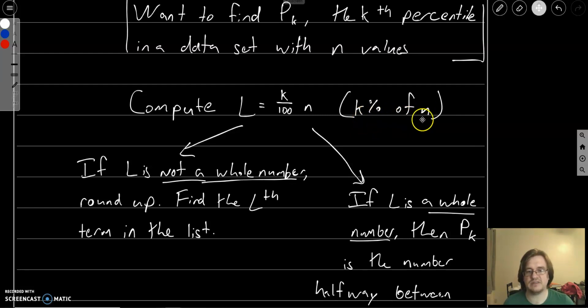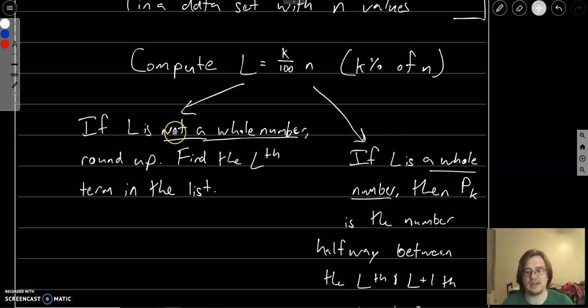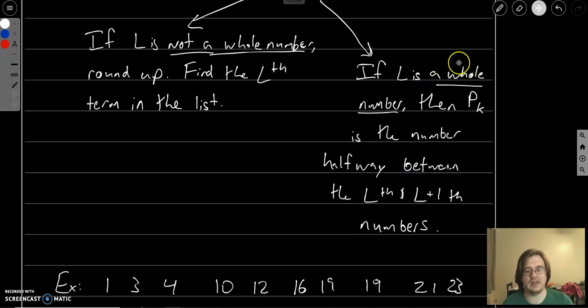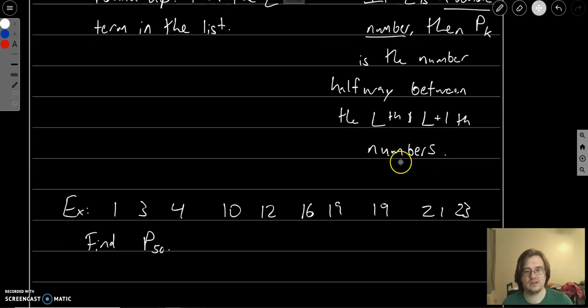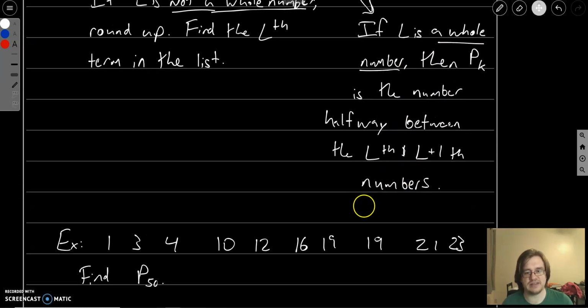So we'll just take k percent of n, which is just this formula here. We turn k percent into a decimal by dividing by 100. And there are two situations. Either L is not a whole number, or it is a whole number. And there's a different process for each of these. So I want to start over here in the situation where L is exactly a whole number. I'll come back to the other in a second.